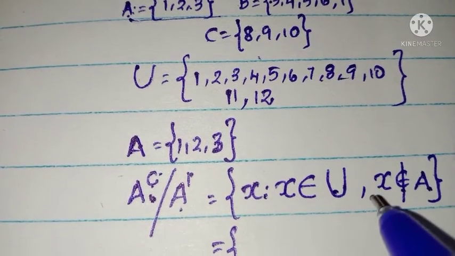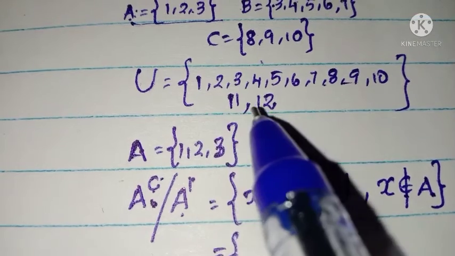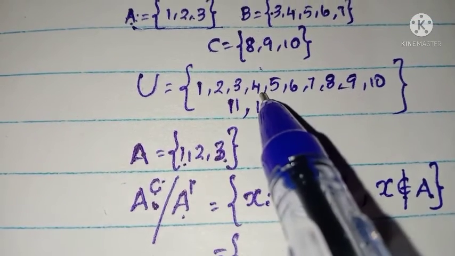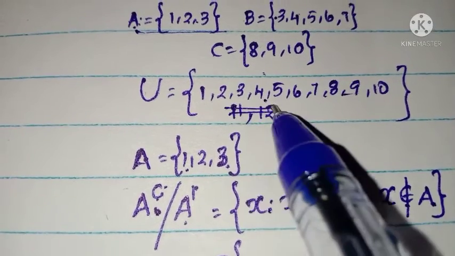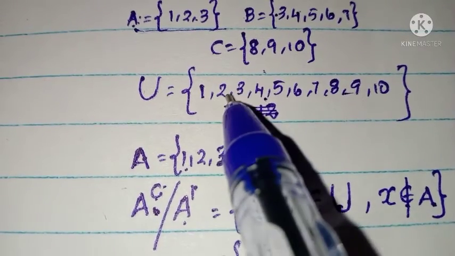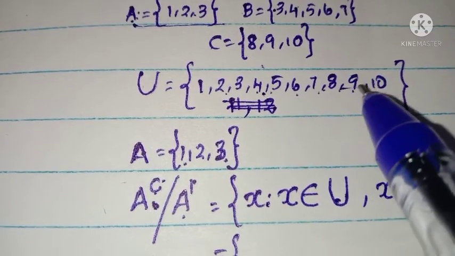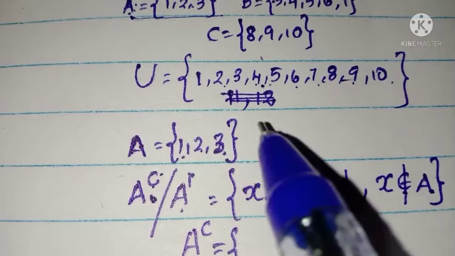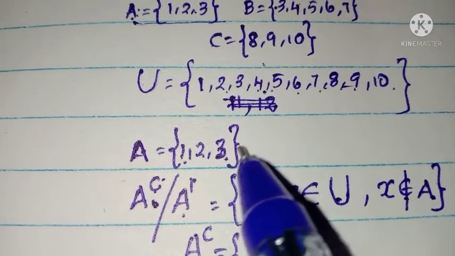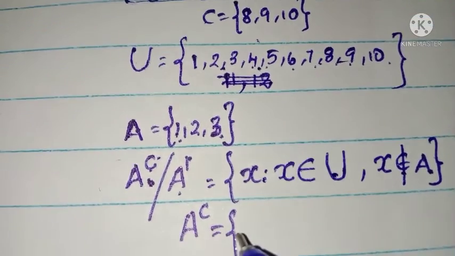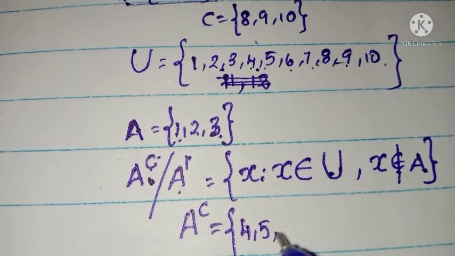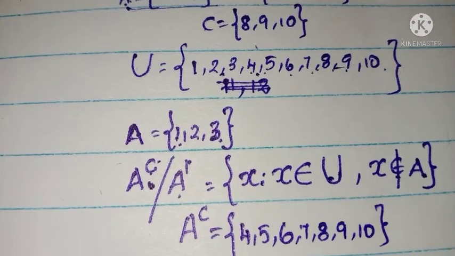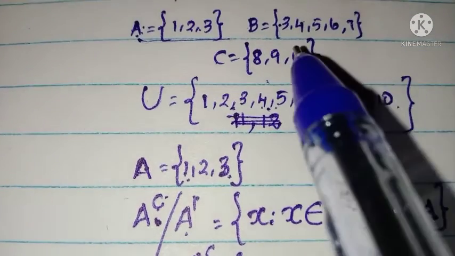Or in simple words, we can say we are eliminating the elements of A from the universal set. Suppose this is our universal set: 1, 2, 3, 4, 5, 6, 7, 8, 9, 10. So A complement we can write as we eliminate 1, 2, 3 from this set and write all the remaining, that is 4, 5, 6, 7, 8, 9, 10.